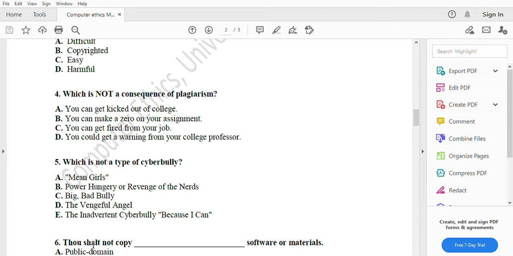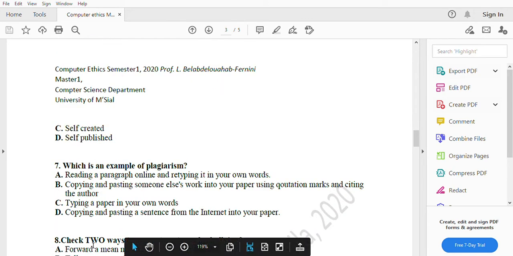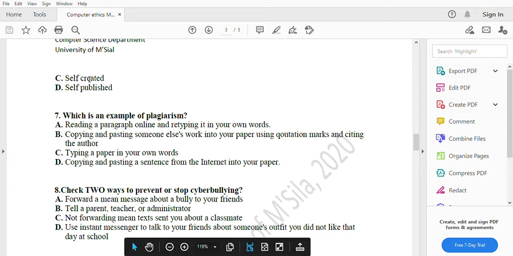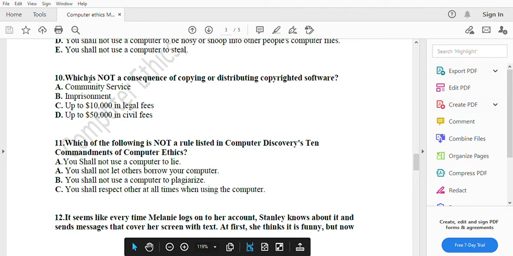So 5, which is not a type of cyberbullying? What is not the type? We have mean girls, which is A, power hungry or revenge of the nerds, big bad bully, the vengeful angel, or the inadvertent cyberbully, because I can. Of course you have to search about all these, and then you have to decide which one is the right one. Obviously 5 is C, and pay attention that we say which is not a type. Once again, it's very misleading, because sometimes people think about what is the right answer, and then they answer the other way, and that's what makes all the difference between the two.